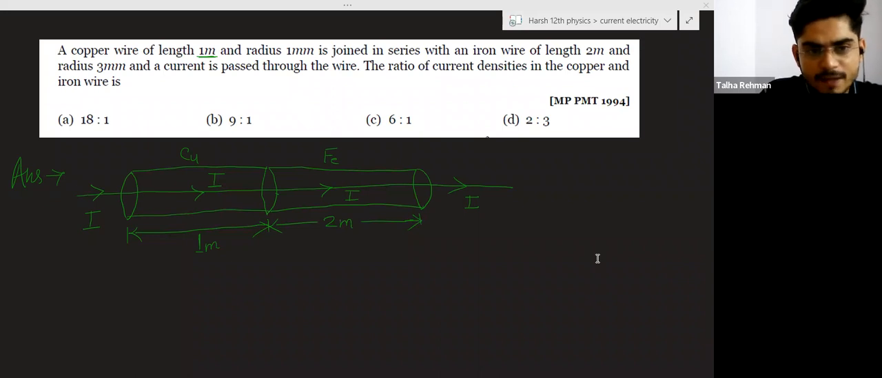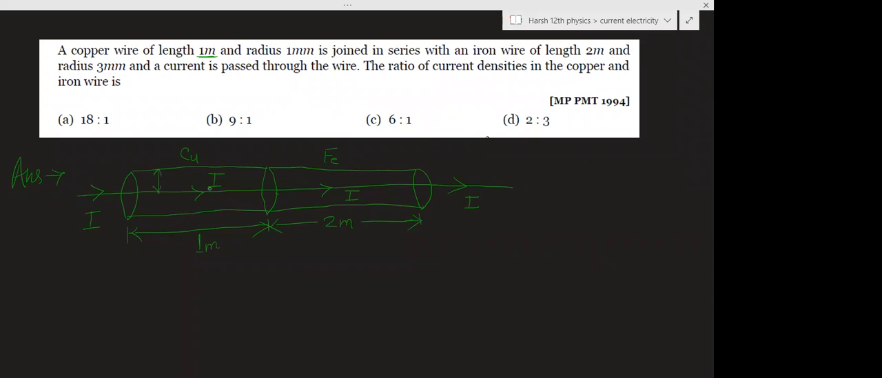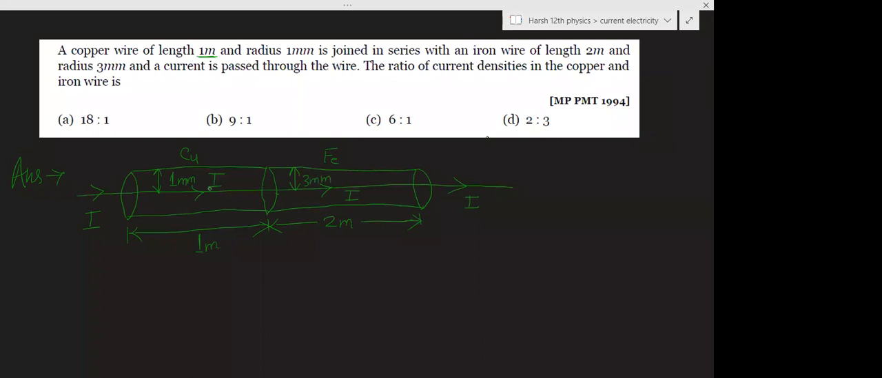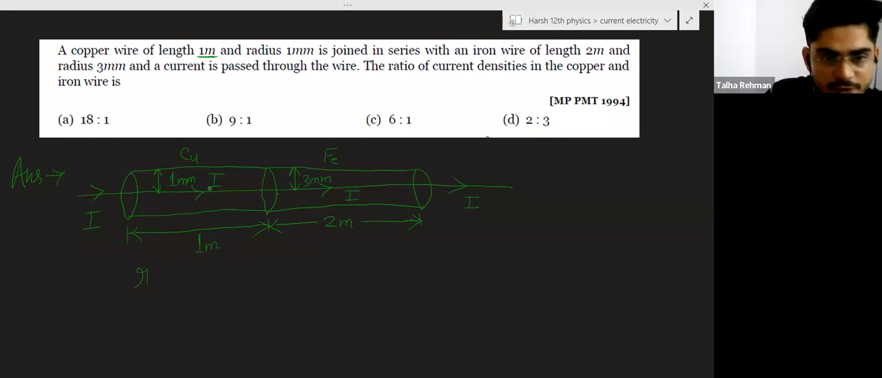So the radius of the copper wire is 1 mm, I am saying radius means this distance. I am supposing this as R1, and this is 1 mm. And the dimensions of these wires look the same, but the dimensions are not the same. So the radius of this wire is given as 3 mm. So R1 is 1 mm and R2 is 3 mm.